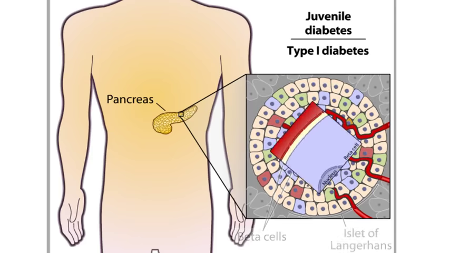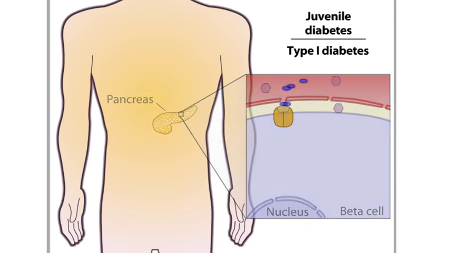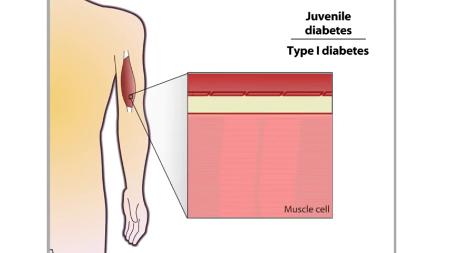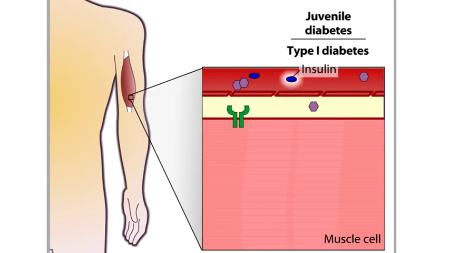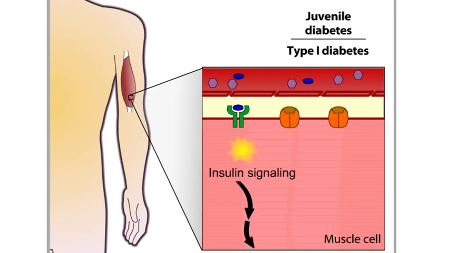Beta cells function in the following way. After a meal, glucose increases in the bloodstream. Beta cells detect this glucose and release insulin into the bloodstream. Insulin then circulates throughout the body. Insulin targets many tissues in the body, including muscle cells. Insulin binds to receptors on muscle cells, signaling the cells to take in glucose. The cell responds by increasing the transport of glucose into the cell.